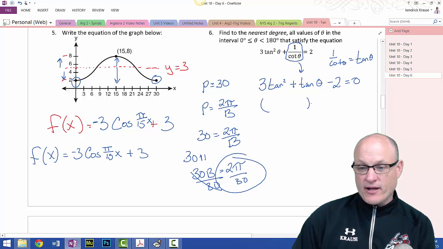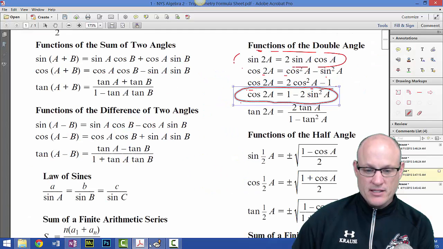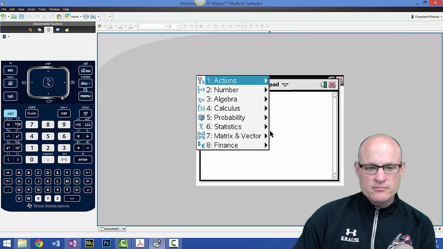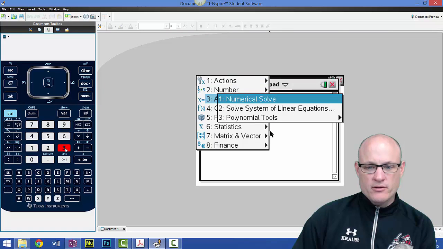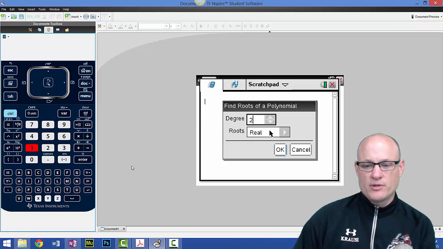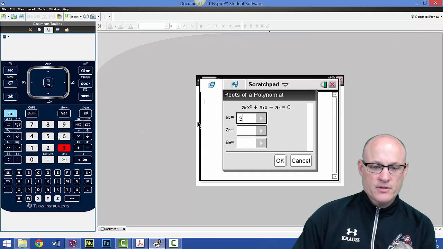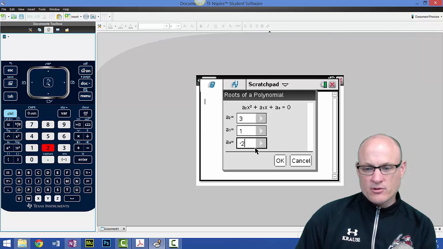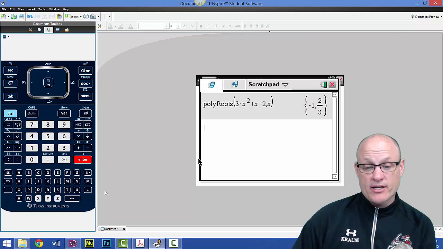Let's say you're not a fan of factoring. Let's practice. Menu 3, 3, 1, not that. Go to calculator. Menu 3, 3, 1. Boom. There it is. Click OK. Now my numbers were 3, I believe 1, and I believe also negative 2. Hit OK. That's my quadratic. I'll solve that. Negative 1 and 2/3.